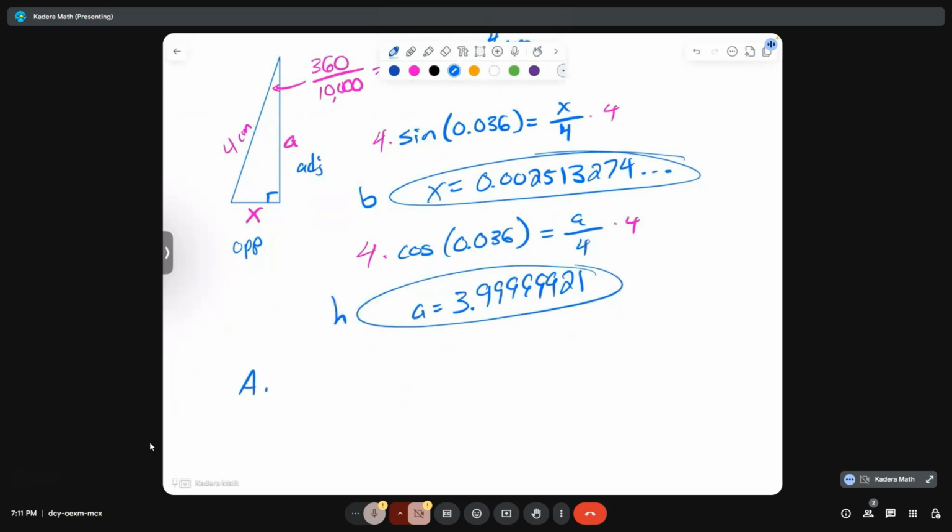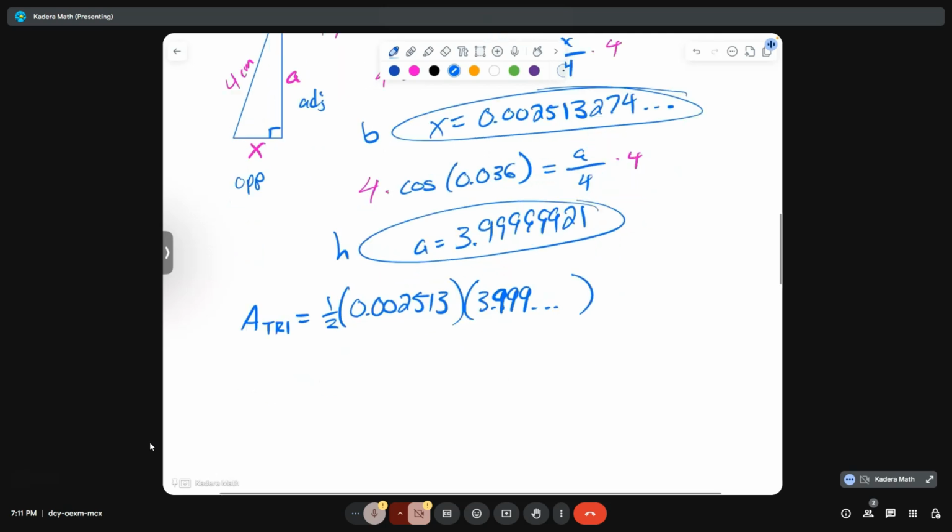And so the area of my triangle is 1/2 times this 0.002513 whatever, times 3.9, a bajillion nines and some change there. Okay, so you get the idea. Punch those numbers in, so 0.5, times alpha A, times alpha B, and I should get the area of that triangle. It's a very small sliver, remember, so this is a very, very small number.